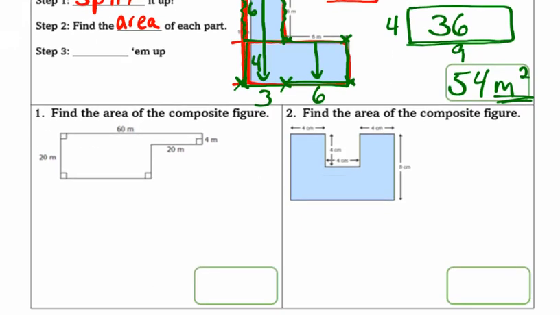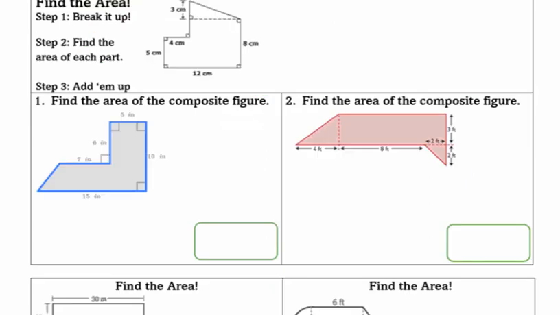Split those shapes up first. Find the areas of these simple rectangles, and then put them together. All right, there are going to be some more complicated shapes.